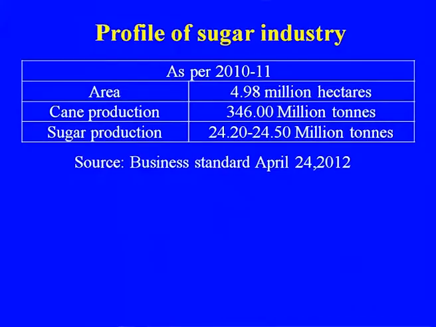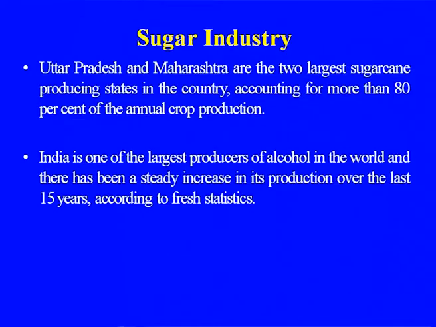This is the cane production and sugar production figure as of 2010-11. The total cane production was 346 million tons, and sugar production was 24 to 24.5 million tons. As I told you, UP and Maharashtra are the two largest sugar cane producing states in the country, accounting for more than 80% of the annual crop production.